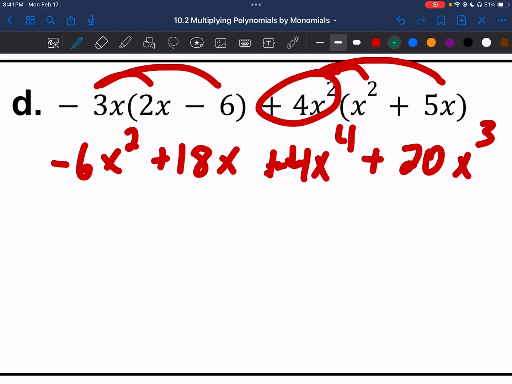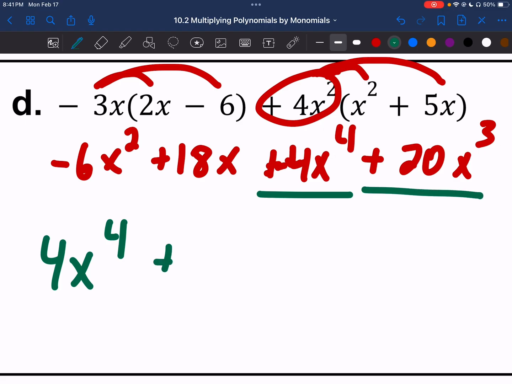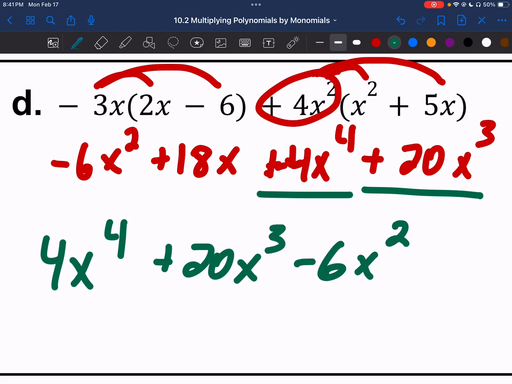Combine our like terms. We have, first off, our highest term is the 4x to the fourth. And then we have plus 20x cubed. Then we have minus 6x squared. And then we have plus 18x. And that's our final form there.